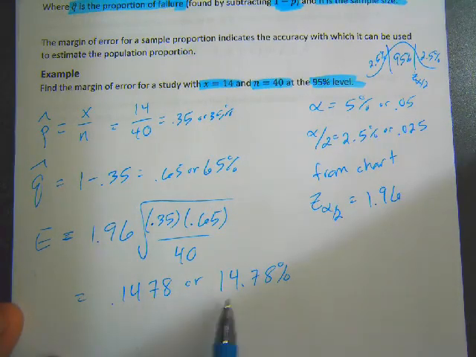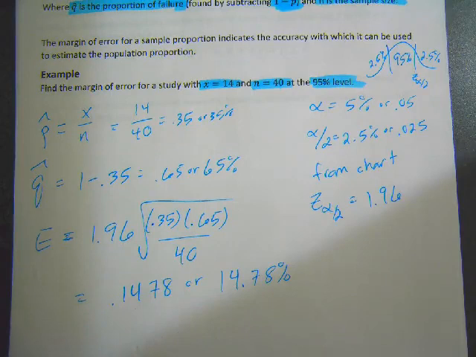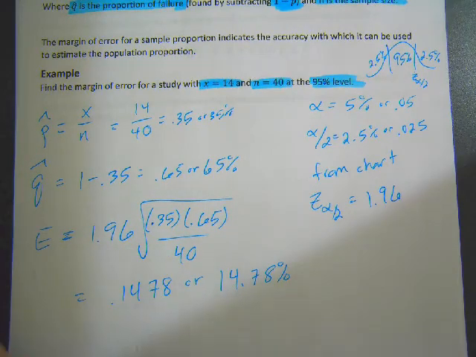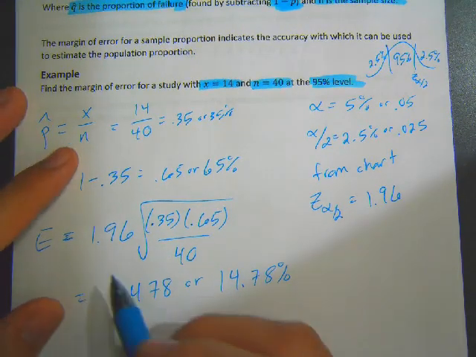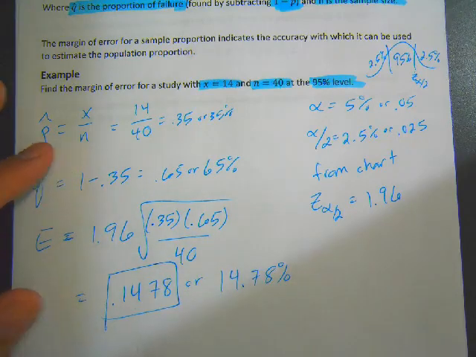The bigger this is, the less useful your number is, because then there's such a big range of what it could potentially be. So you really want to try and keep your margin of error down. That's why most people are going to try and go for bigger sample sizes, because that will keep the margin of error down. But yeah, that's what they're looking for in this problem. What is your margin of error?